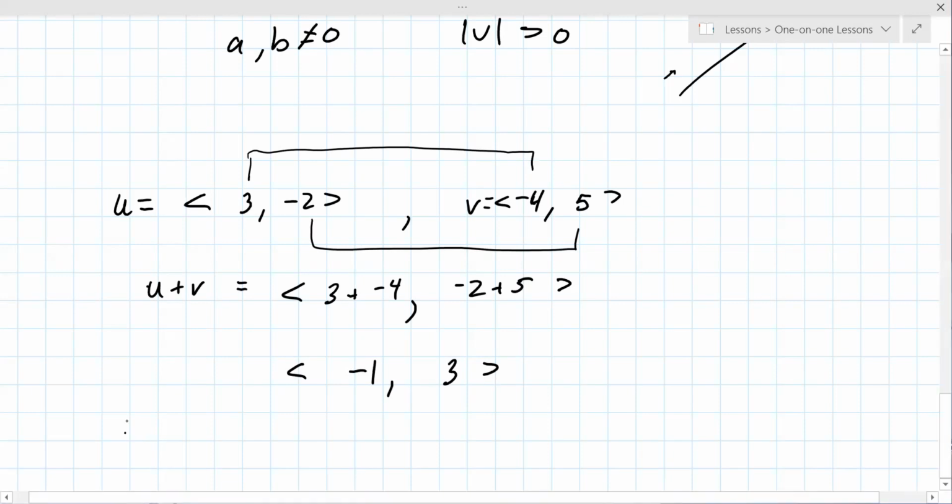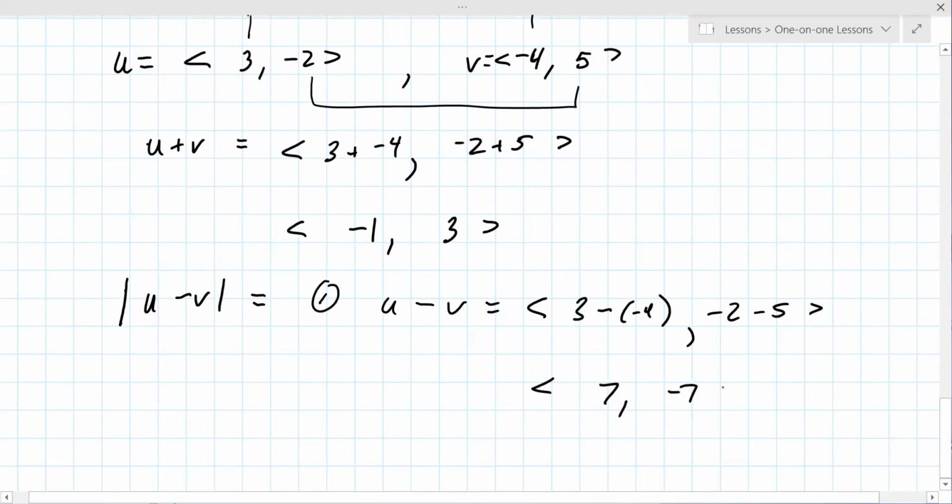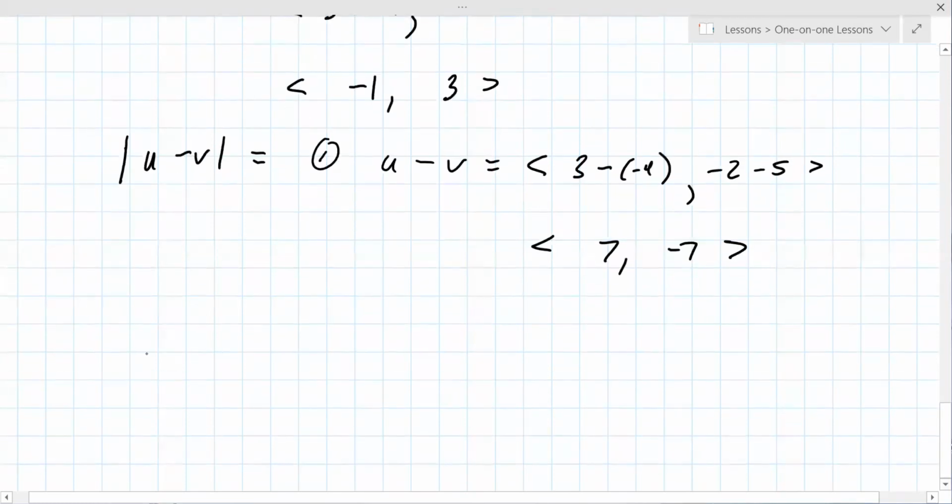Now another question: what is the magnitude of u minus v? To find the magnitude, you first have to find the vector. So the first step is to figure out what u minus v is. You take the first number 3 and subtract negative 4, and then negative 2 minus 5. So your vector is 7 comma negative 7. That's u minus v. To find the magnitude of that, it's 7 squared plus negative 7 squared, square rooted.